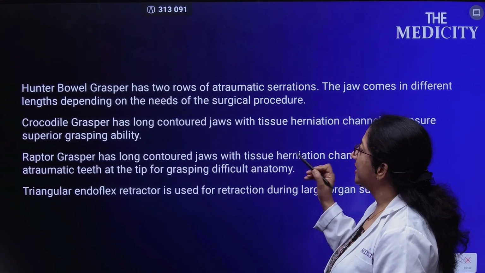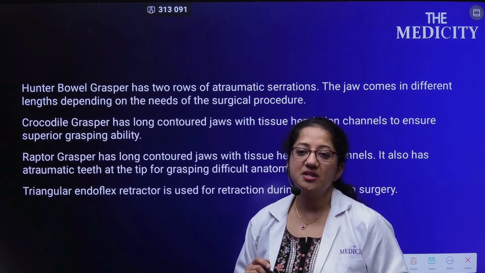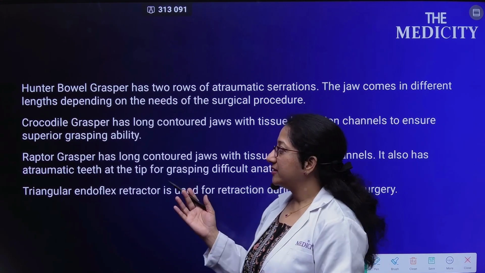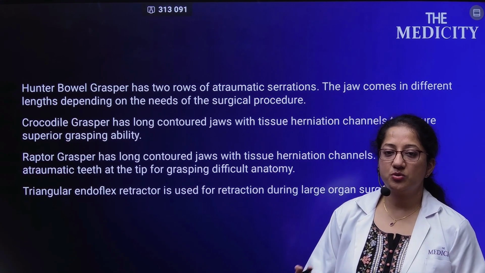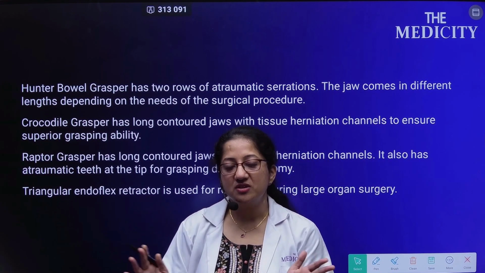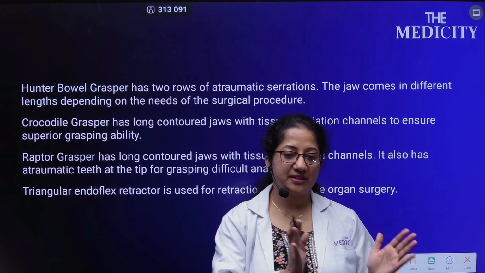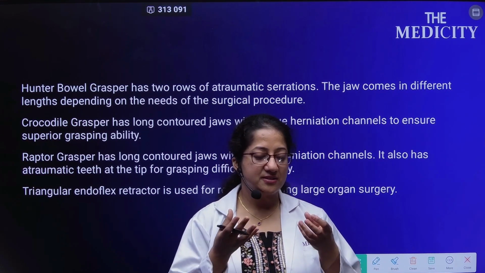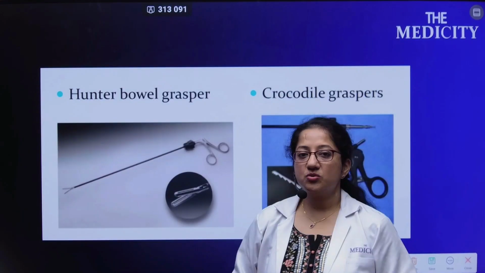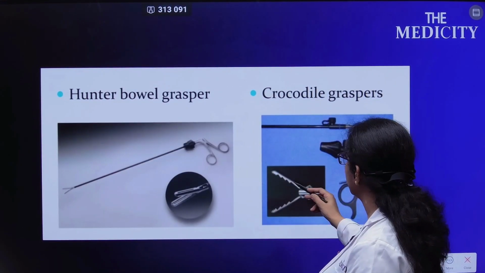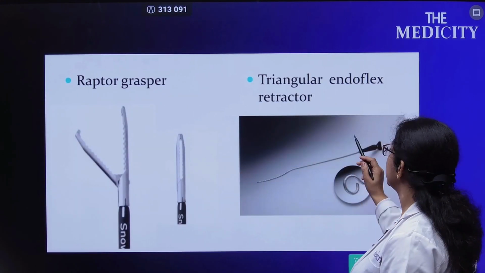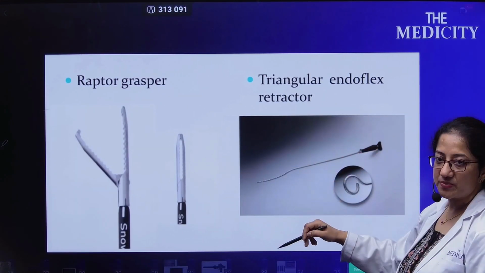Hunter bowel grasper has 2 rows of atraumatic serrations. The jaw comes in different lengths depending on the needs of the surgical procedure. Crocodile grasper is also there with contoured jaws and tissue herniation, and there's a raptor grasper. In general we use the term grasper, which the technician and the sister also understand, that is an atraumatic instrument which helps us to hold especially the bowel. These graspers will be further discussed in the upcoming classes. This is the raptor grasper, and this is the triangular endoflexed retractor, more used by surgeons.